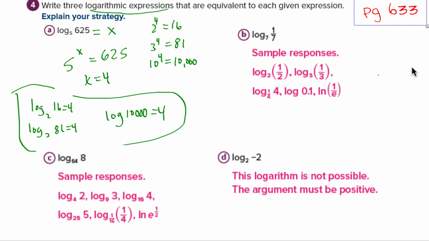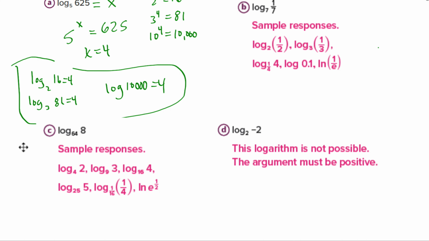That's a little trickier. Log base 4 of 1/4, log base 5 of 1/5. All of those work. Part C. This is all equal to 1/2, right? Because the square root of 64 will equal 8. So if you notice, these are all square roots here. So the exponent on this one has to equal 1/2.